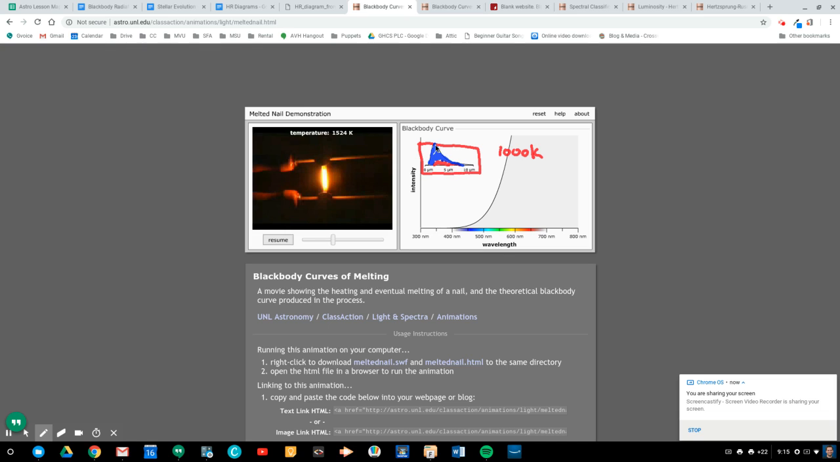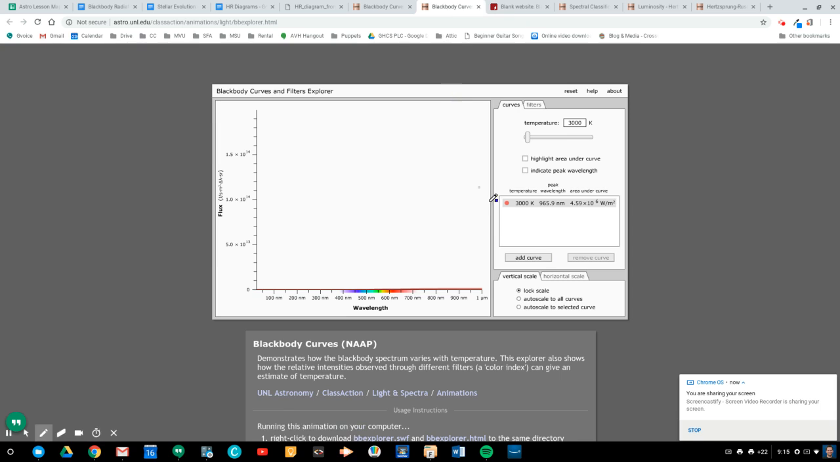In principle, I could see this another way. Let me show you another way. We saw this kind of graph too, in a simulation in an earlier lesson. The temperature is here at 3,000 Kelvin. This is luminosity again. It's called flux here, but this is luminosity. And as I turn up that temperature, remember the total area under the curve, which I can even highlight here, goes up really dramatically, extremely fast.